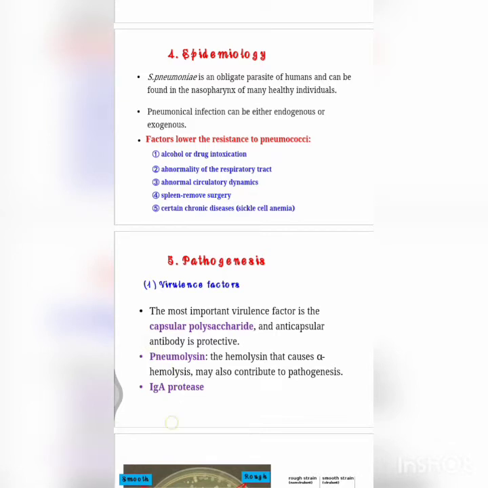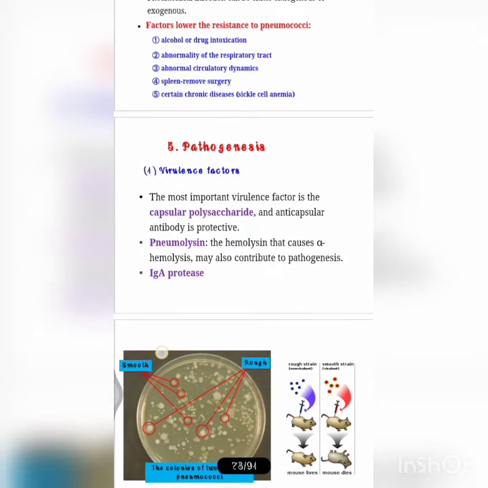And the pathogenesis is by virulence factors. One more thing, the biochemical reactions: inulin fermentation takes place, and fermentation is tested on Hiss serum slope or serum water. They are bile soluble, and sodium taurocholate, when added on the colony, causes lysis of the pneumococcal colony, which disappears, leaving an area of alpha hemolysis. And they are catalase negative, important to remember, and also oxidase negative, so remember this.